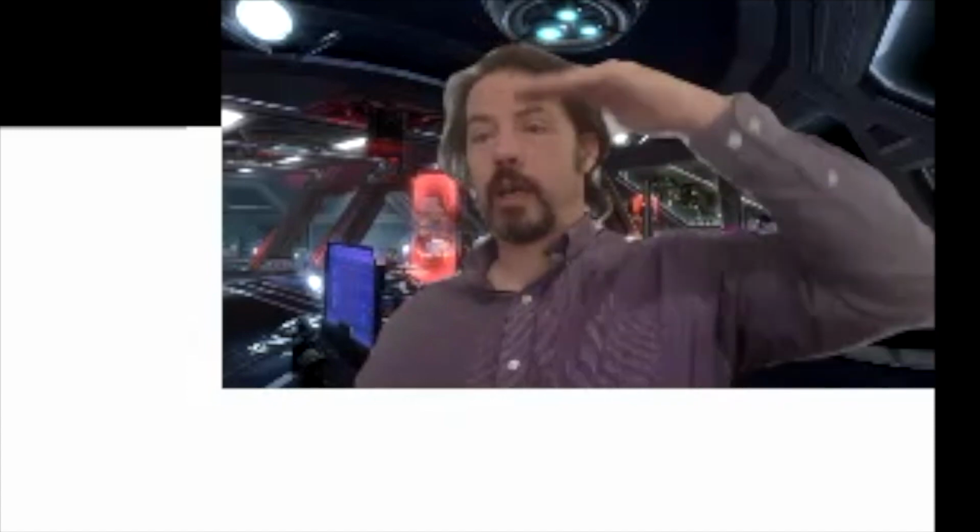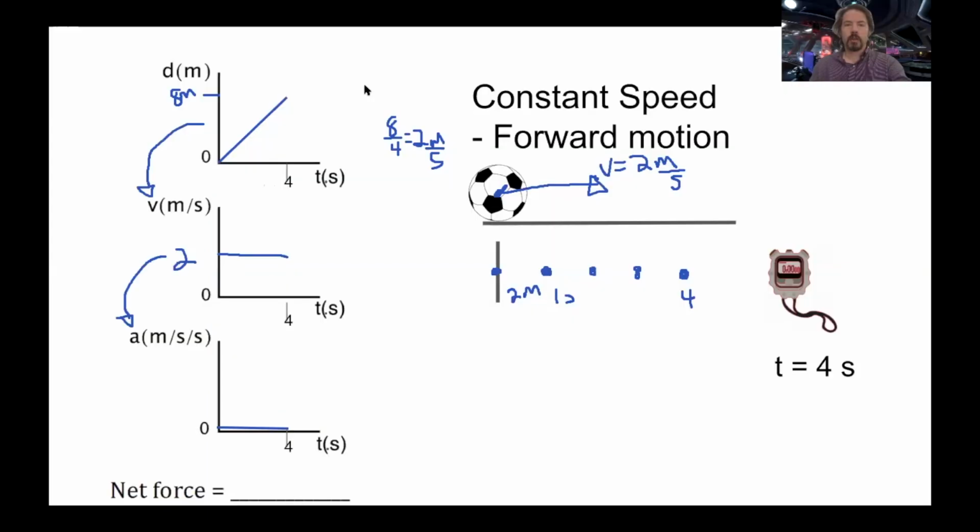So far we've got distance is unchanging, it's at rest, so velocity is 0, acceleration is 0. We've got distance at a constant forward motion. Velocity is unchanging at a constant value, and the acceleration is 0. So increasing, constant, 0. And then we've got the other one at rest. Constant, 0, 0.